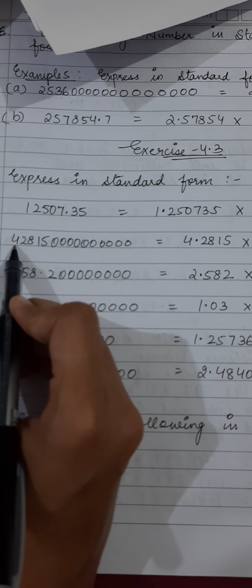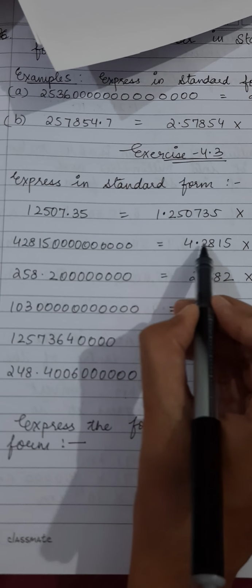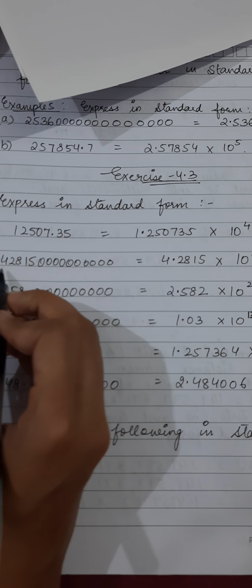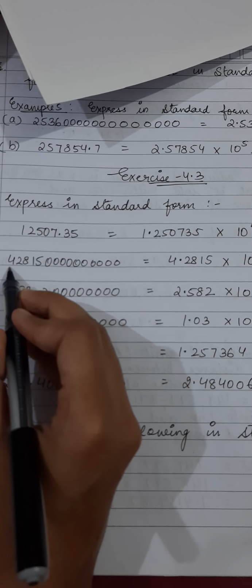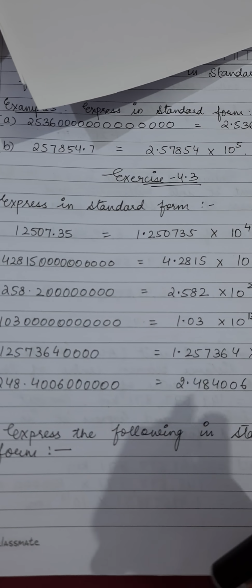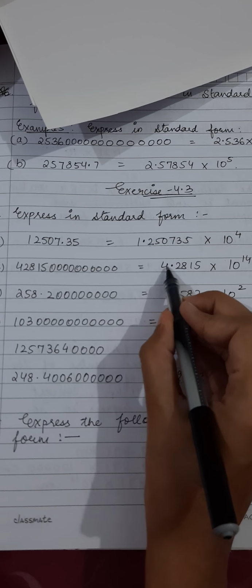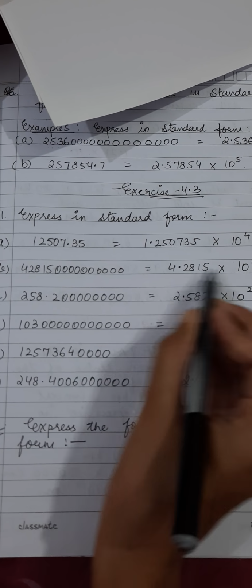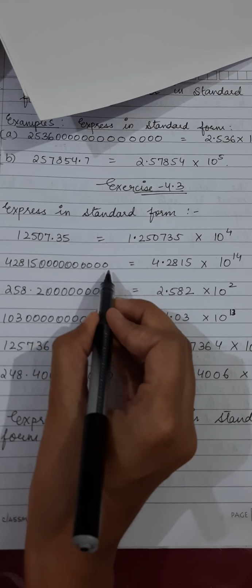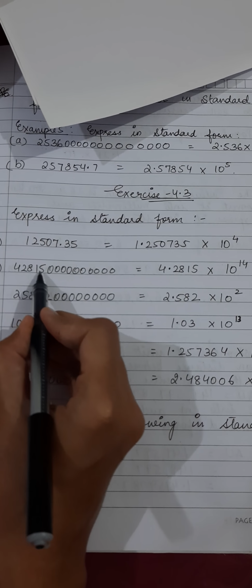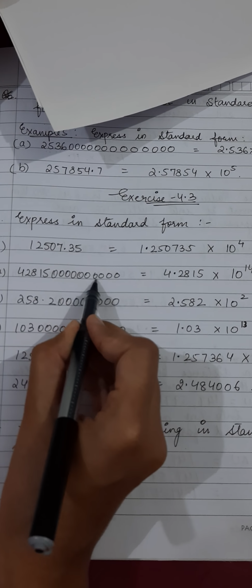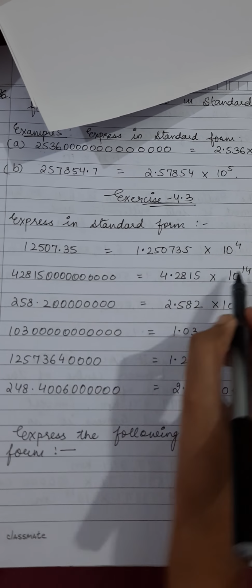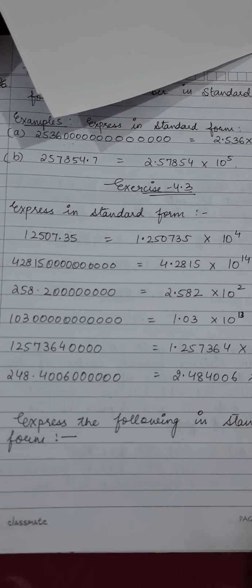Again 4.2. That is completely your choice. Again I am saying, if you want to write 4.2 or you want to write 42815 complete, that is your choice. Now after writing 4.2, count the number of digits, how many are there in the power. 1 2 3 4 5 6 7 8 9 10 11 12 13 14. 14 are there, so this will be 10 to the power 14.